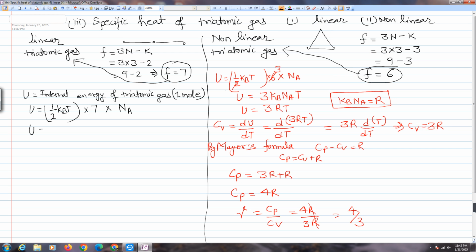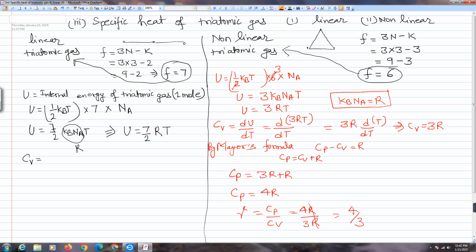So here we can write U is equal to 7 by 2 kB multiplied by Na multiplied by T. It can be written as U is equal to 7 by 2 kB multiplied by Na, and this value can be replaced by R. So U = 7 by 2 RT.